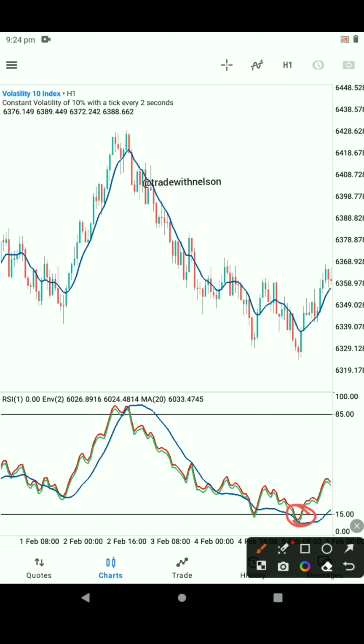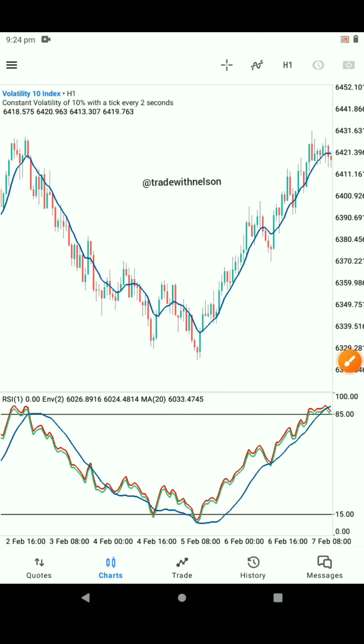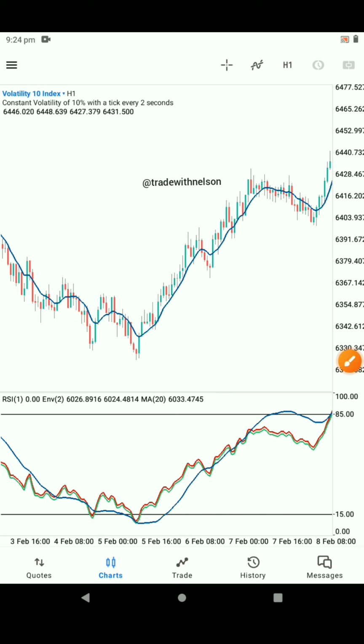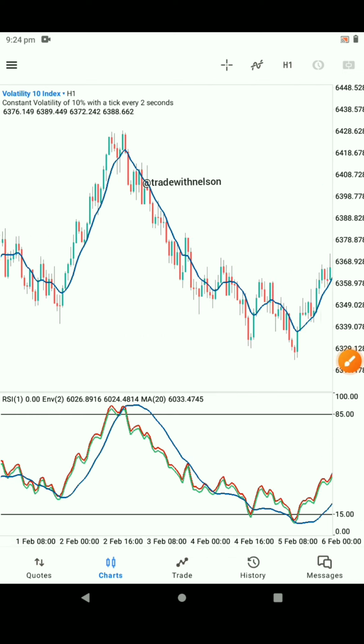So here you can see how the moving average goes above the 15 level at this point. You have a touch at this point that continues to go up. Once you see it's going up, you will enter your buy. Stop loss can be below this low or this low. Then you hold your trade until when it enters into the 15 level, into this point. Then you will close your trade.